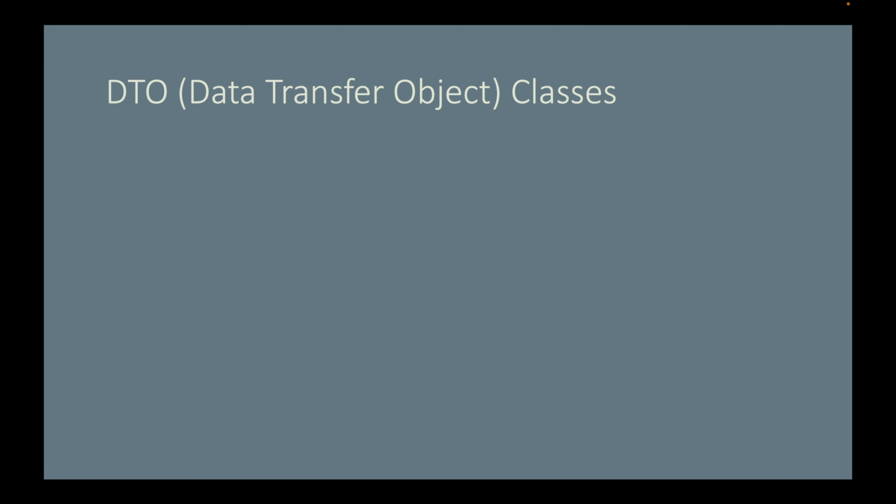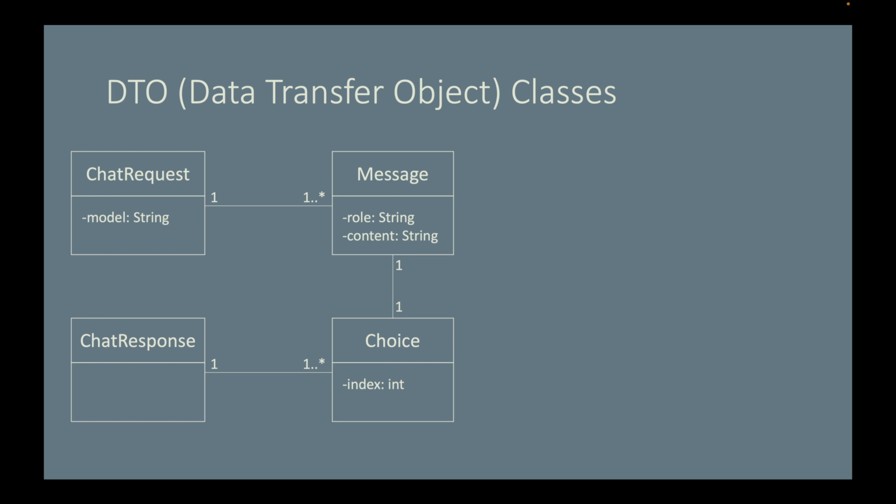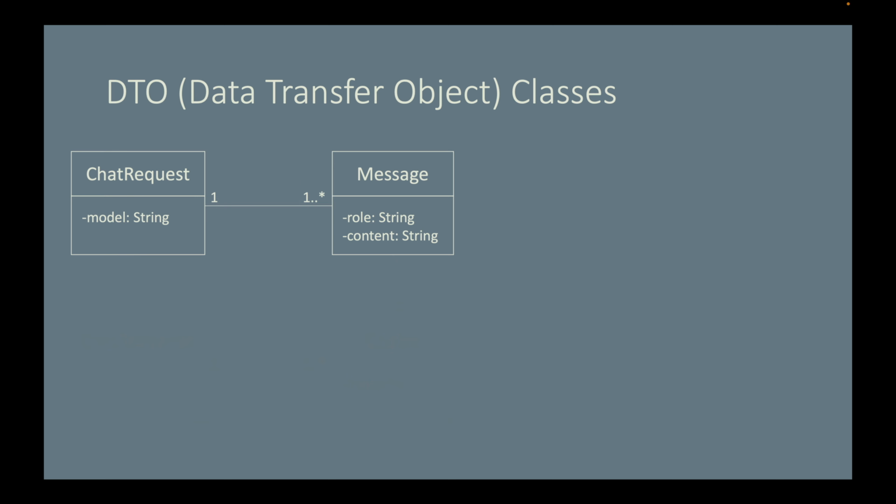Now that you have a good understanding of the OpenAI API request and response JSON format, we need to properly represent those important concepts in Spring Boot. Here, I came up with 4 classes based on the request and the response you just saw in Postman. I call them DTOs, or Data Transfer Objects. Let's look at chat request and message first. We can use these 2 classes to represent a request to the OpenAI API.